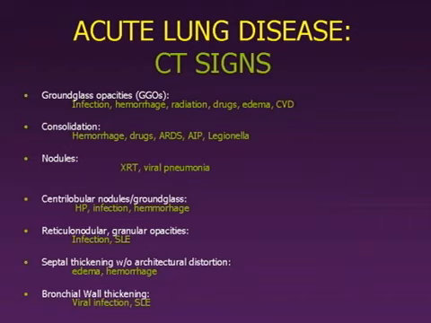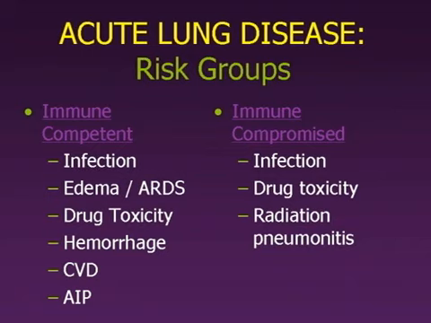For instance, there's only a few entities which necessarily cause bronchial wall thickening, septal thickening without architectural distortion, think about edema and pulmonary hemorrhage, and so on. So as you run through these, the spectrum of CT signs, you can narrow your differential considerations, and then in particular, if you start to integrate clinical parameters, you can further refine the differential.